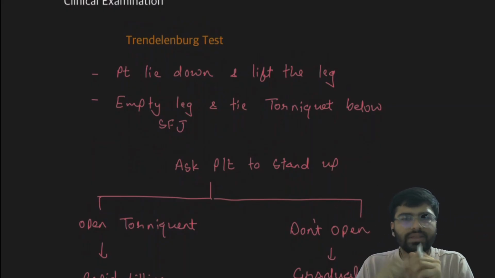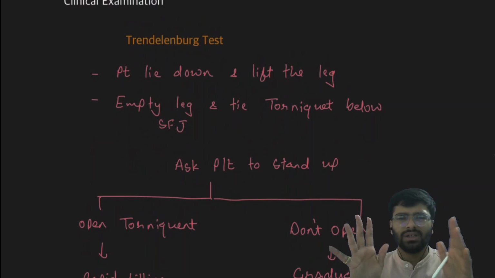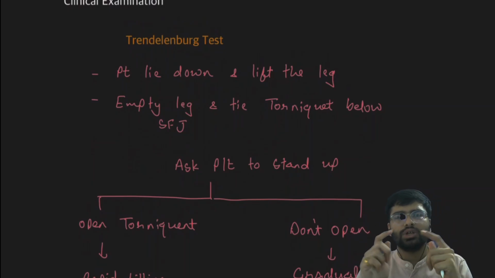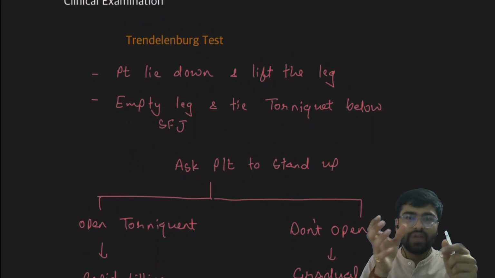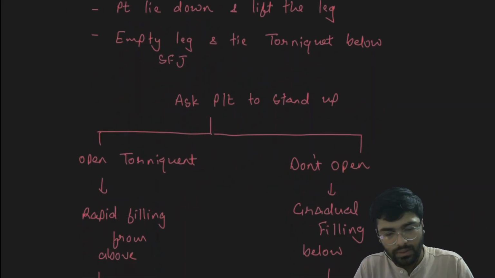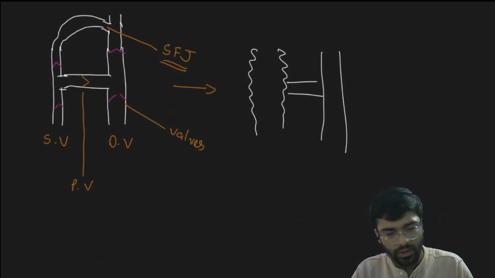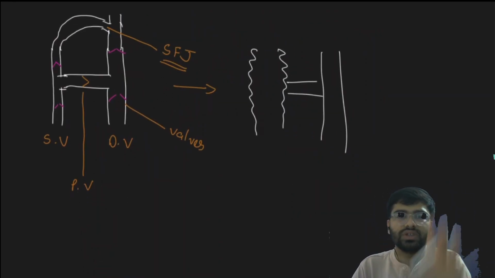Now, once you have emptied the blood vessels, you tie a tourniquet. What is tourniquet? That is nothing but like a dupatta or anything which you can tie at saphenofemoral junction, where deep vein and superficial vein meet. Now, ask the patient to stand up. Okay, let me explain you through this image. Ask the patient to stand up.